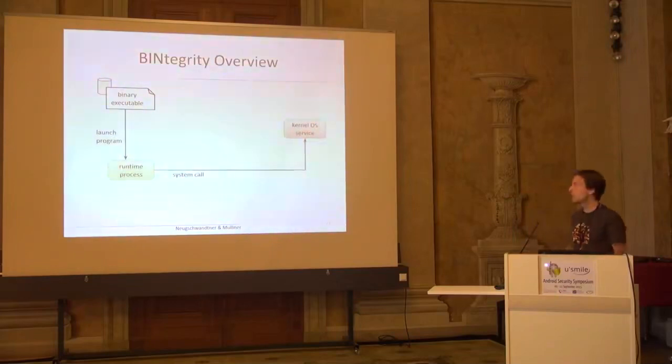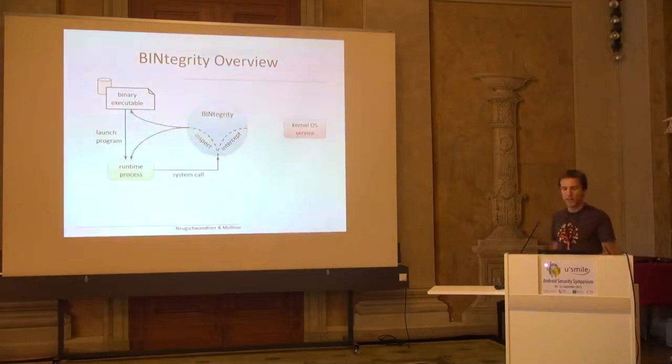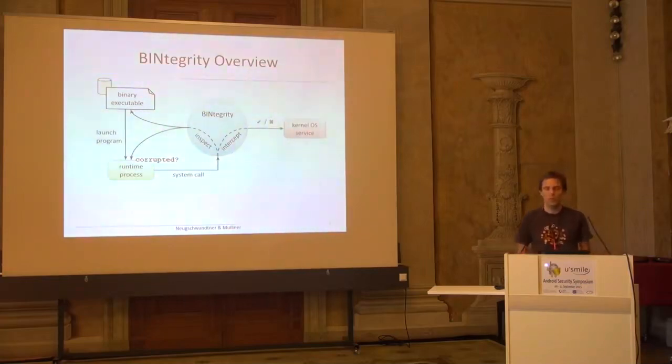And at some point, because it wants to do something, the process will issue a system call and request service from the operating system. So that's where we intercept, and we basically take a look at the binary executable and at the runtime process and see, okay, has the runtime process been corrupted in any way? Is it not behaving according to the binary on the disk? And if that's okay, we will just let the operating system call proceed. If not, we terminate the program.